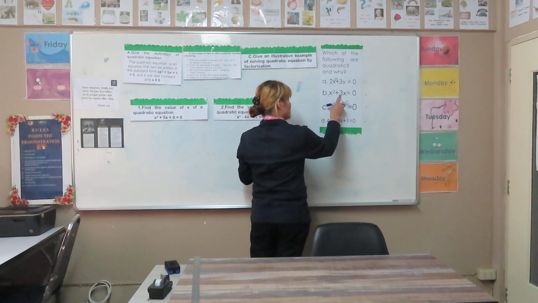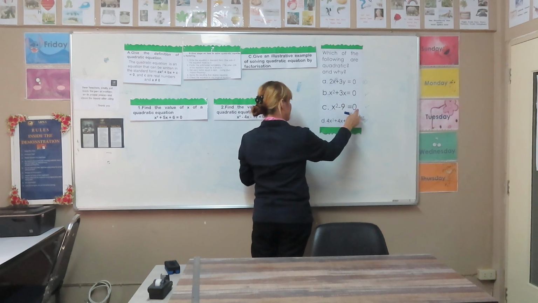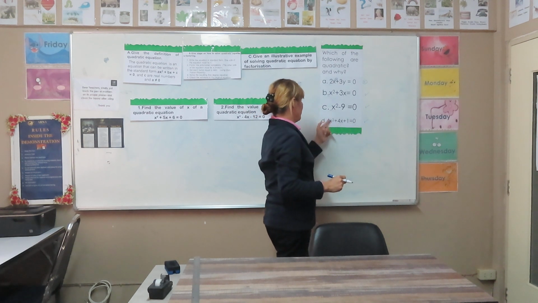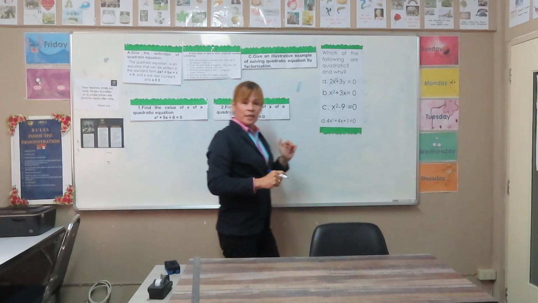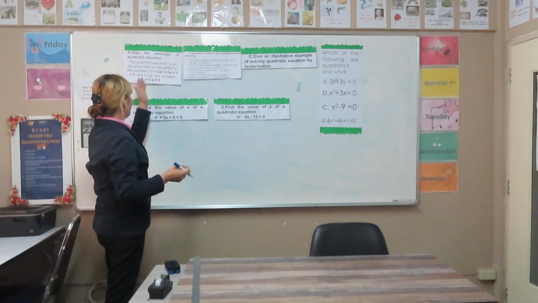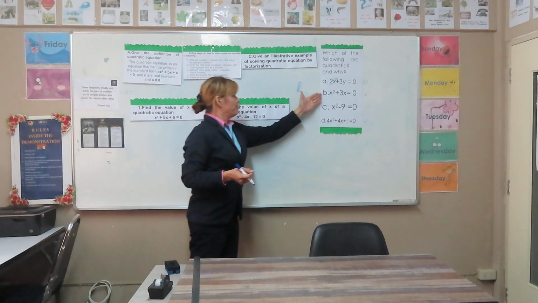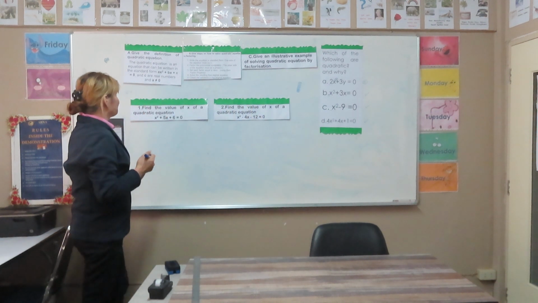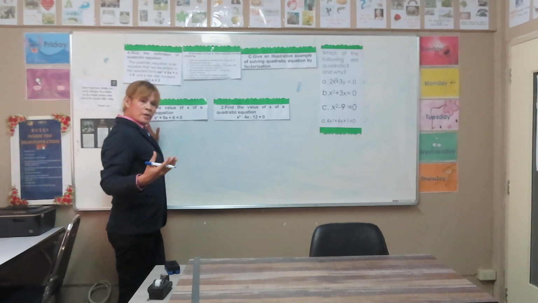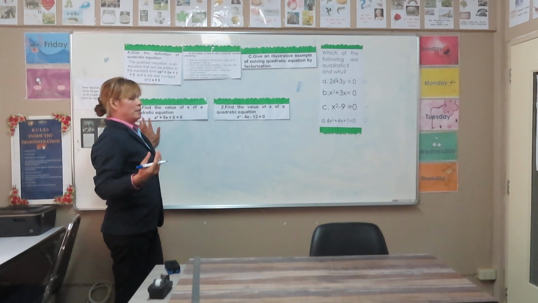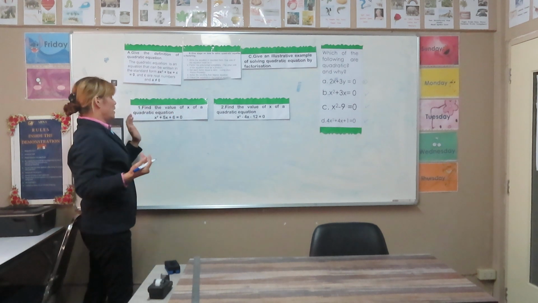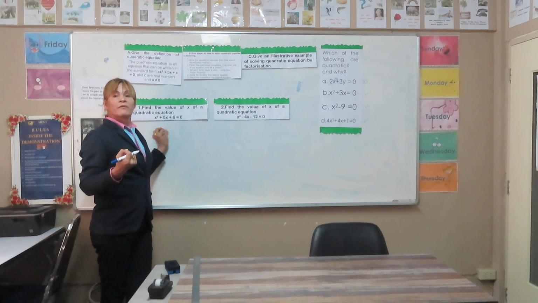So x squared plus 3x is equal to 0, x squared minus 9 is equal to 0, and 4x squared plus 4x plus 1 is equal to 0. If you can see, they are second degree equations. So therefore, all of these, b, c, and d, are quadratic equations. Okay, so let's go now to our lesson. How can we find the value of x of a quadratic equation through factoring?